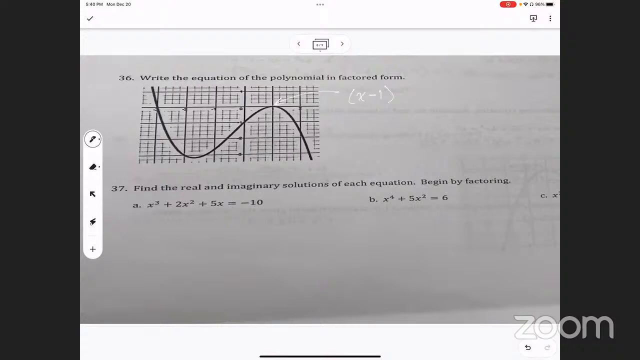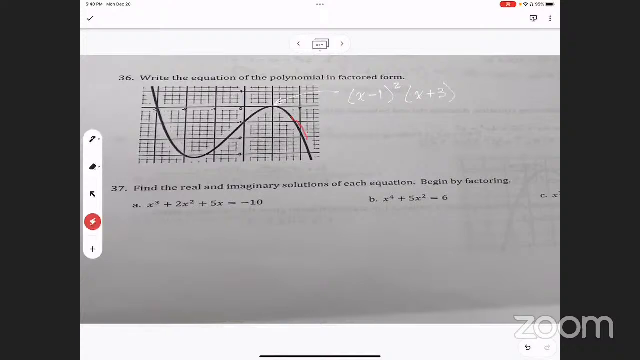But what does it do? Does it go through or does it bounce? Bounce. So I have to make it squared, right? Yeah. And then how about this one over here? Oh, that is -3, so x plus 3. Good.